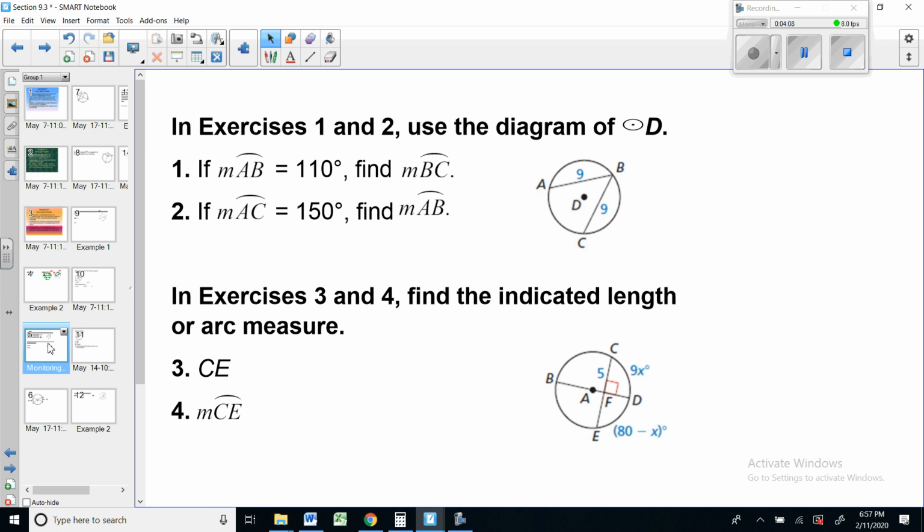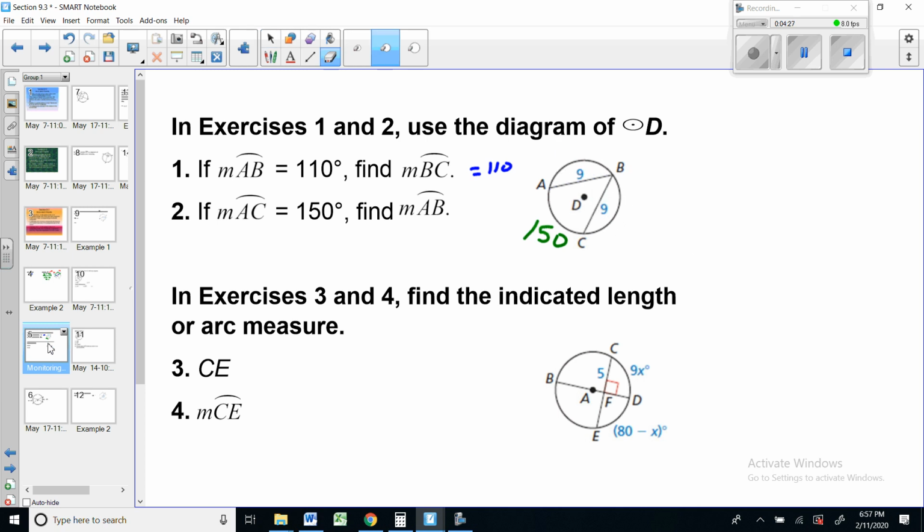If our arc from A to B is 110 here, and BC is 110, because these two chords here cut off our arc. Okay, so that's going to be 110. Now, what if arc AC is 150 degrees? And I want to find the measure of arc AB over here.